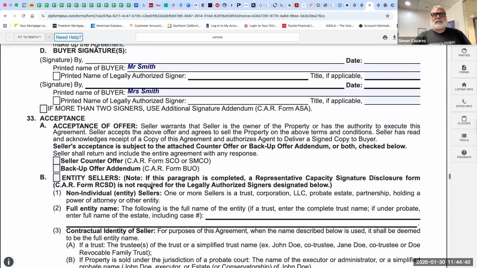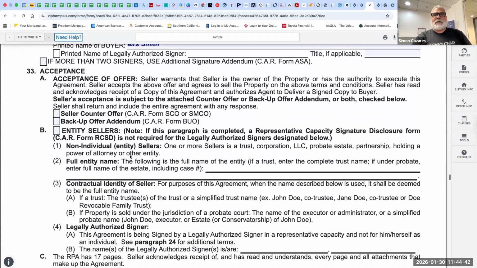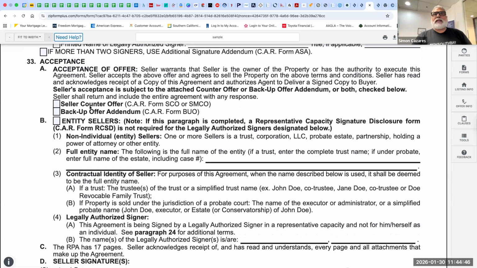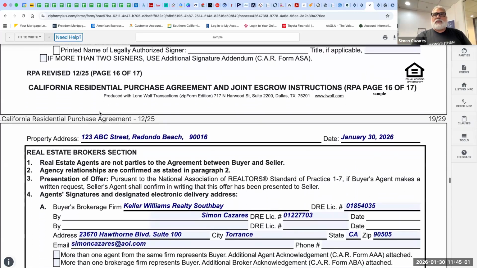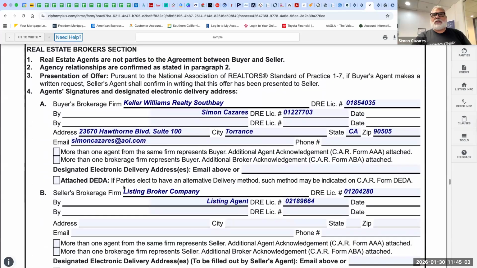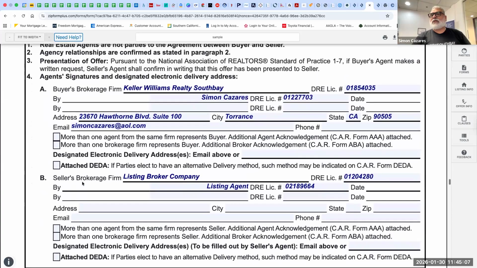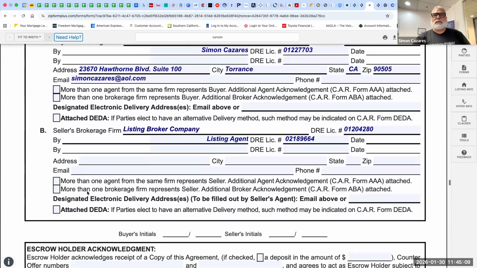Then the buyer signs, and if there are any counter offers and the seller accepts, then they're going to sign. But if there's a counter offer, they would check that it's subject to the SCO or the SMCO, and then they would check this, or if they're basically going to accept you as a backup offer. And then the rest is for the escrow instructions, all of the information attached for escrow, so that way they can start the paperwork and get the ball rolling.